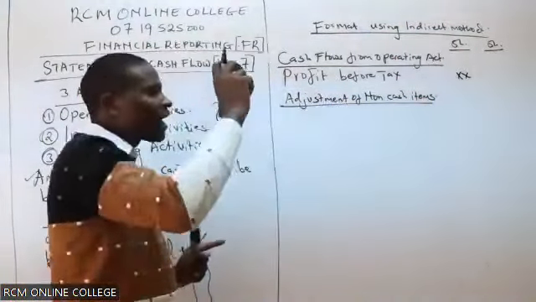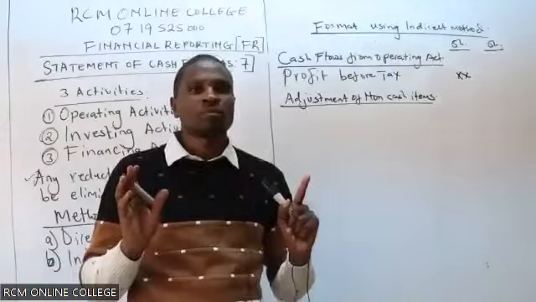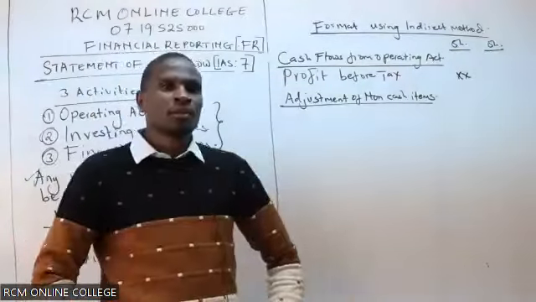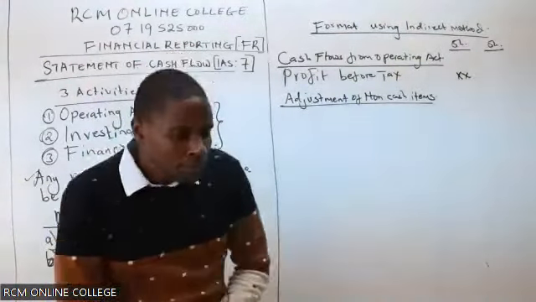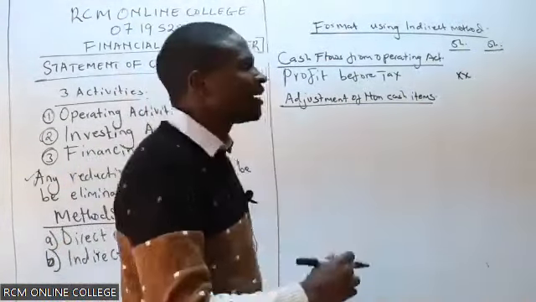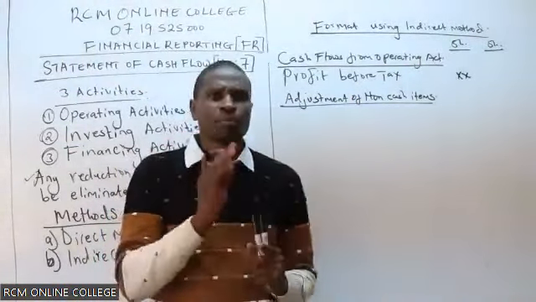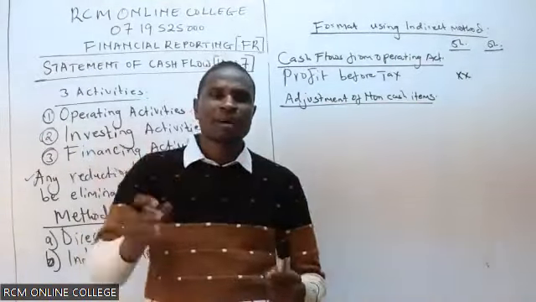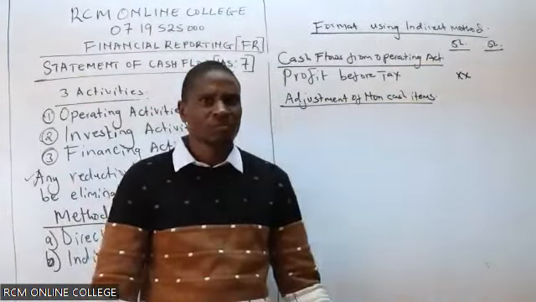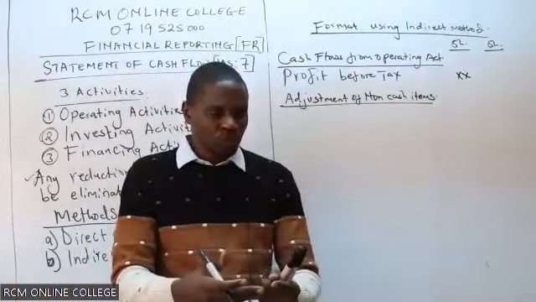Adjustment of non-cash items. Who can give me one of the non-cash items that you know? Just give me one. Impairment, depreciation. Thank you so much. Non-cash item: something that is a provision. Remember, depreciation is a provision. An accountant sits there and says, let's provide for depreciation at a rate of 25%. Provision. Gain on disposal. Those are just provisions.